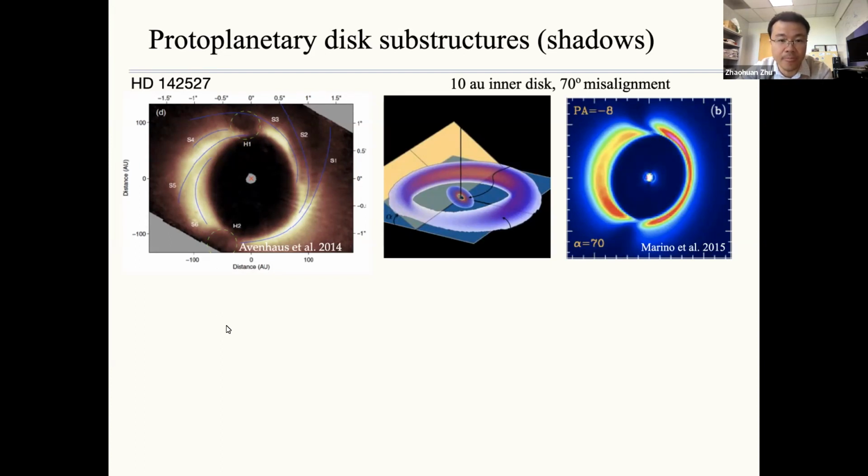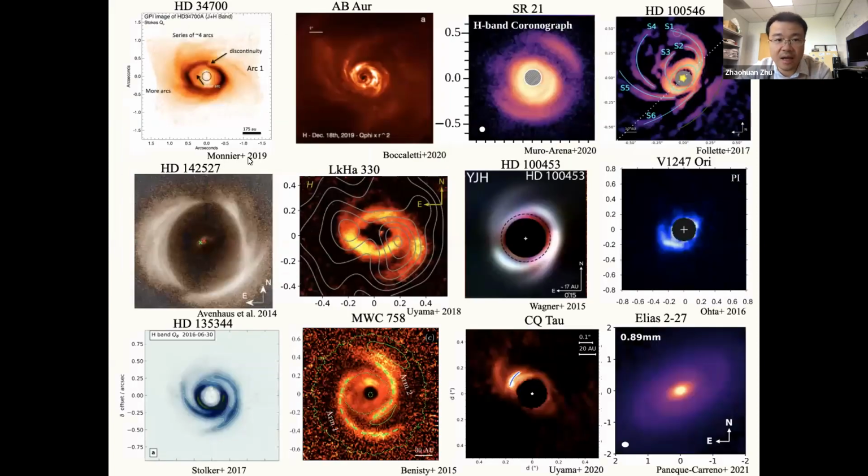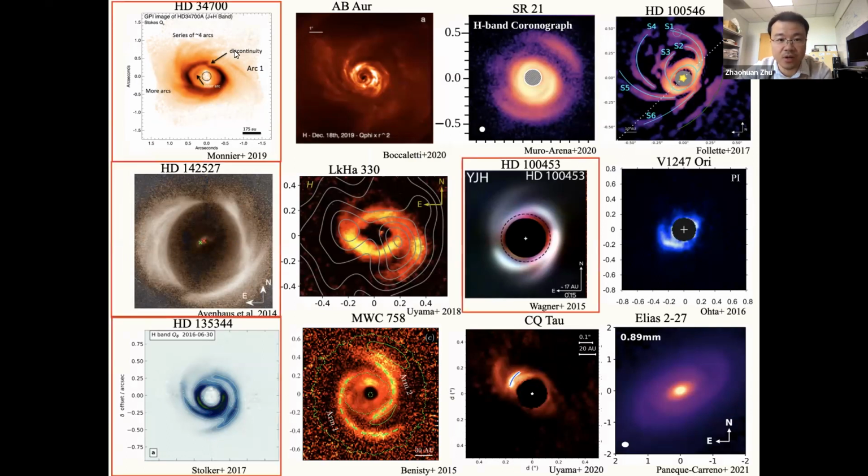All of these are observations of spiral systems, except the lower right one, which is observed at submillimeter. All of these spirals have been observed at near infrared. Some of the spirals are very regular, like these two, while some are very chaotic or complicated. And if you look at these spiral systems, a lot of them actually have shadows with them. Like all these four, they have discontinuities and shadows, suggesting there are misaligned inner disks.